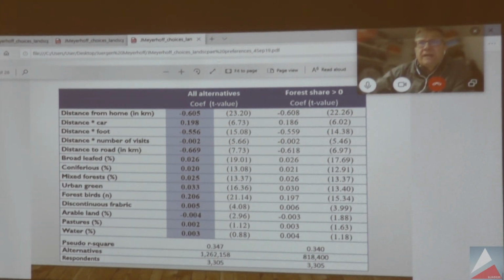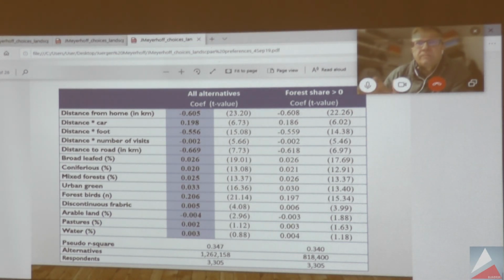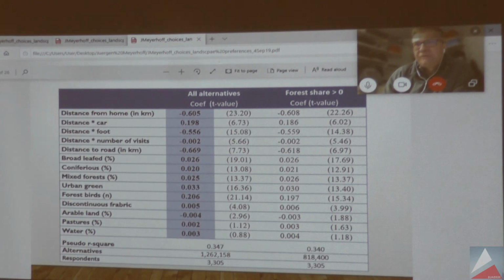Other things that might be important are the different types of forests: broadleaf, coniferous, and mixed forests all have a positive impact on those choices. However, when you look at the coniferous row, you can see that the coefficient is a bit smaller, saying that coniferous forests might not be as attractive as broadleaf forests, which goes in line with what you would expect.